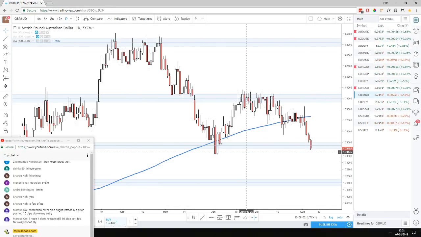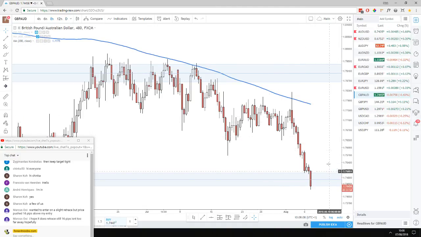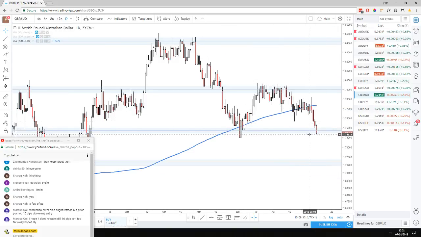GBP AUD, not doing much. Nothing much going on here. I mean, it is hitting this support area. It is a significant support area, but I'm not too sure it's going to stall here. It looks like it's going to smash straight through it. So let's just keep an eye on it. I mean, maybe it'll stall here.